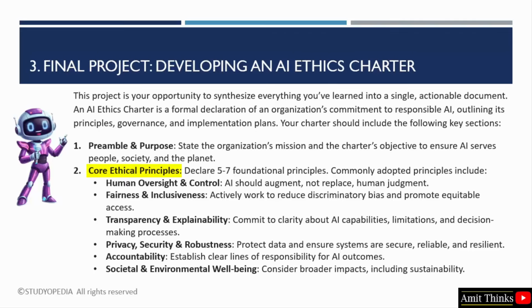Next, the core ethical principles. This is to declare 5 to 7 foundational principles such as human oversight and control, fairness and inclusiveness, transparency and explainability, privacy, security and robustness, accountability, and in the end, societal and environmental well-being. This includes that AI should augment human judgment, and it should reduce bias and promote equity. You should commit to clarity about AI capabilities and decisions, protect data and ensure reliable systems, establish clear responsibility for AI outcomes, and consider broader impacts and sustainability.